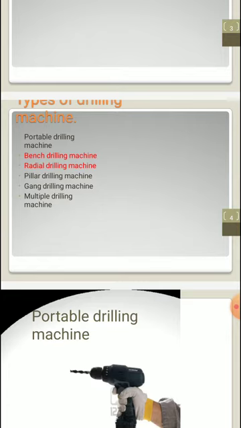Portable drilling machine, of course. Guys, there is this portable drilling machine we have observed in our household activities, or we have seen this kind of machinery in our day-to-day life for domestic purposes.